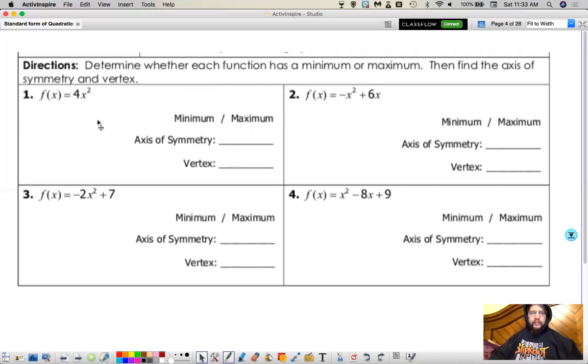So what's my b here? 0. So it's negative 0 over 2 times 4, which is obviously 0. If I plug in 0, I get 0 back. That's 0, 0 for this one. This is positive. It's going to be opening up. It's going to look like this. That's going to have a minimum value. The axis of symmetry, that's x equals, what's this number here? 0.